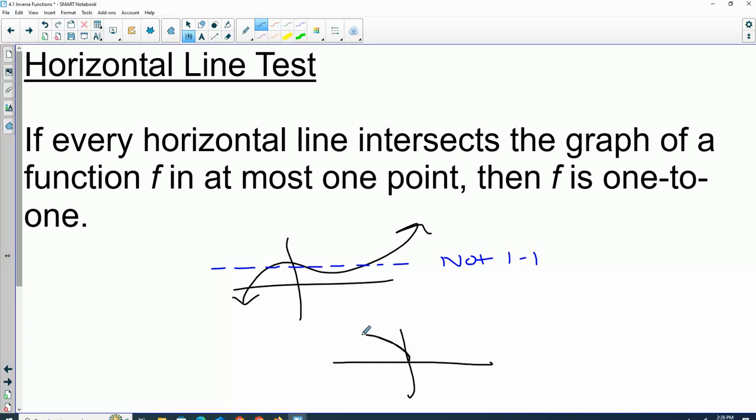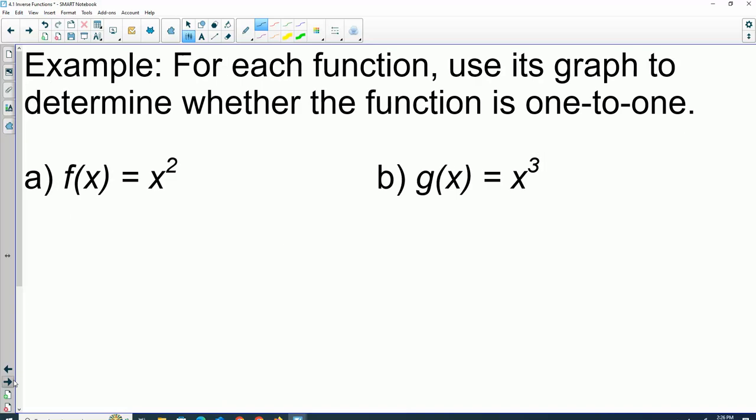If I gave you something like this, is that one-to-one? Yeah, it has lots of little curves in it, but it never failed the horizontal line test, so that one is one-to-one. All right, so using what you know about graphs, sketch the graph of each of these and tell me if it's one-to-one or not.